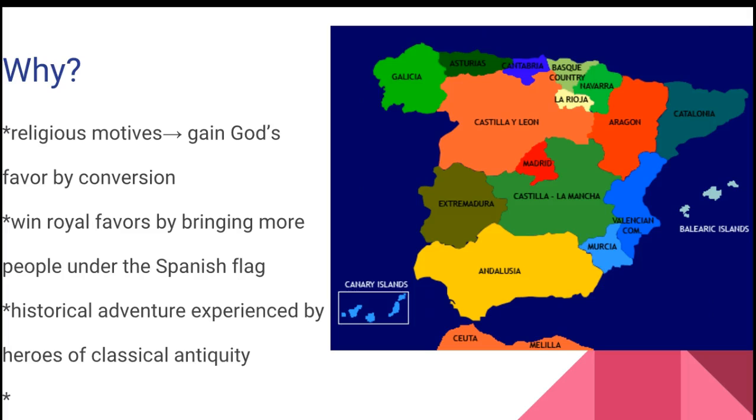What was the point here? Well, you had religious motives. You can always say God, gold, and glory, which is true. The 3 G's, you can always remember that. God, gold, and glory. And that is really what they wanted. They wanted to gain God's favor by converting all of these Native Americans. But they didn't realize it was basically impossible to do.